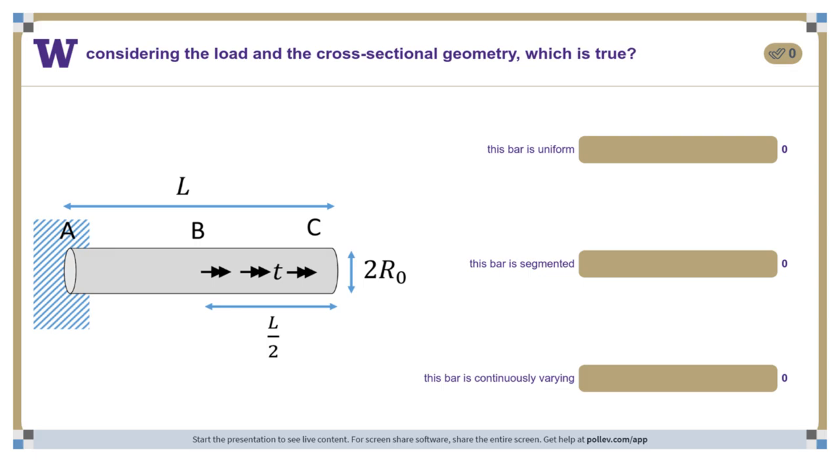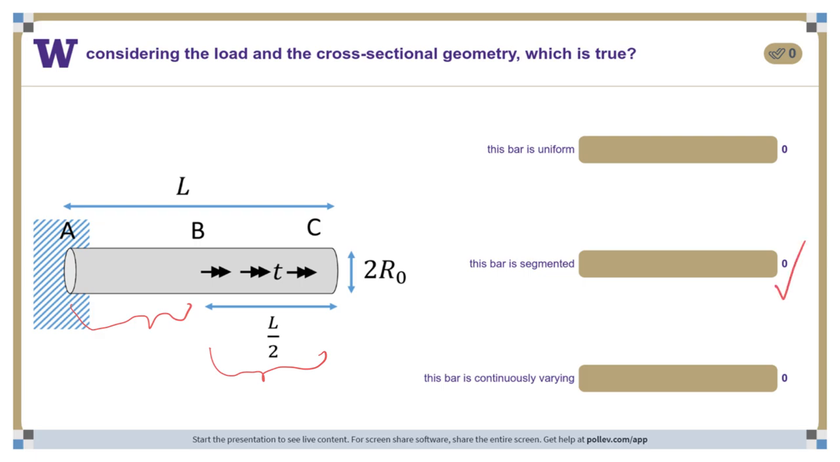So this first question is whether the bar is uniform, segmented, or continuously varying, and it might be more than one of the two. You can pause this video if you want to answer that question yourself. So the answer in this case is there's two segments. There's a region here where there's no load, and this region here where there's a distributed torsion. And so for sure, it is segmented.